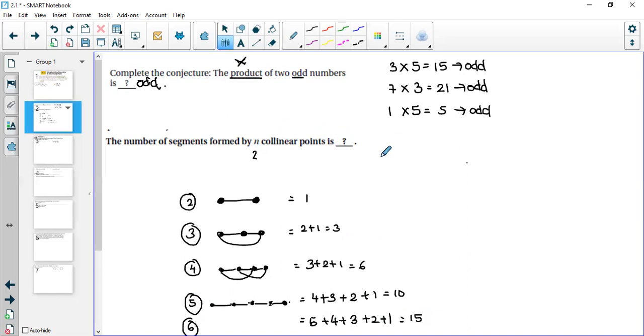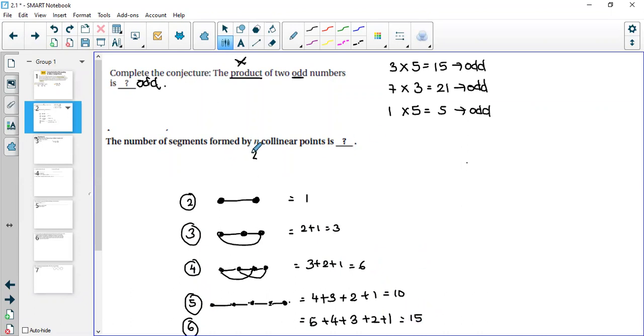So we need to complete this conjecture. How can we determine a conjecture here? Can you see that when we are adding these whole numbers, the whole numbers are always greater than these n collinear points? So it depends on how many collinear points; always you could see the number of segments formed are greater. So what are you going to write here?